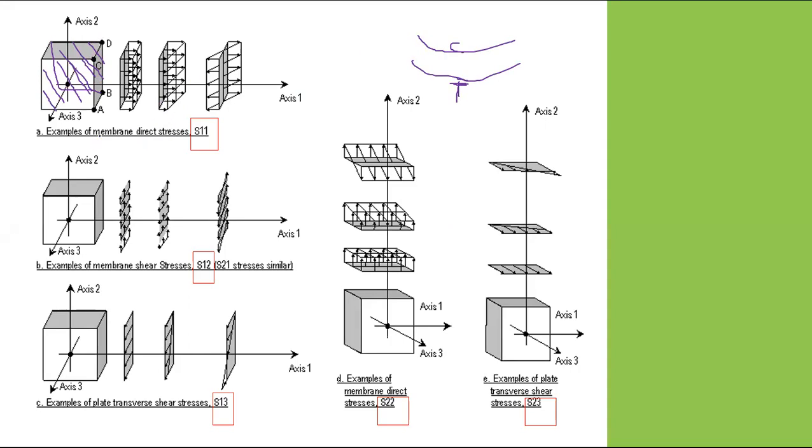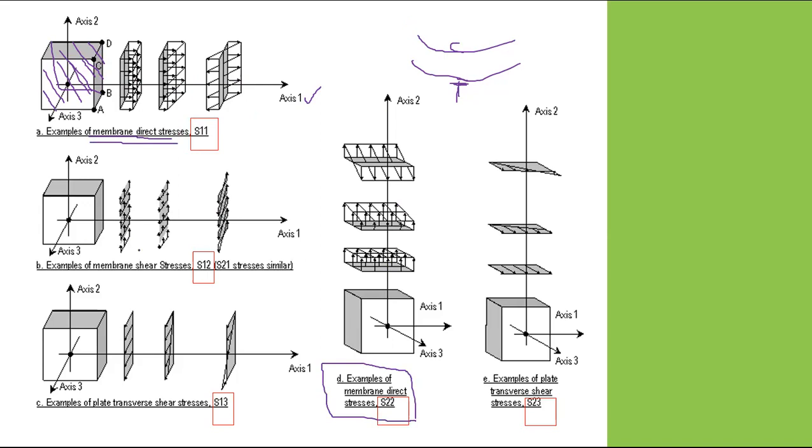So this will give you the membrane direct stress, that means the stress on the first face along the first axis, the first direction. It is on the first face, and the direction is axis 1. And this is the membrane direct stress S22 on the second face, in the second direction.